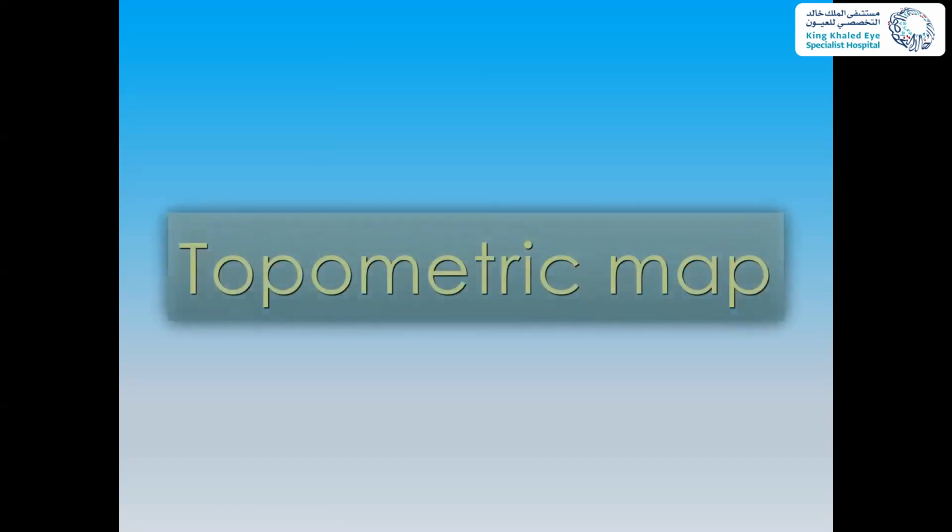So this was topographic or tomographic data. Now we'll go to topometric. Topometric is how much irregularity there is. Topo is basically the topography, the elevations and depressions, and metric is the measurements.